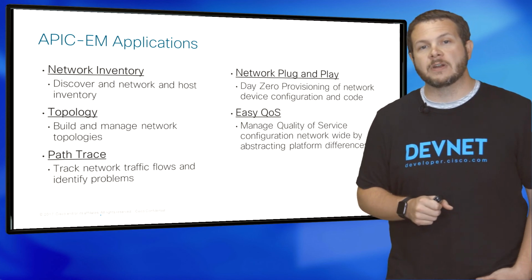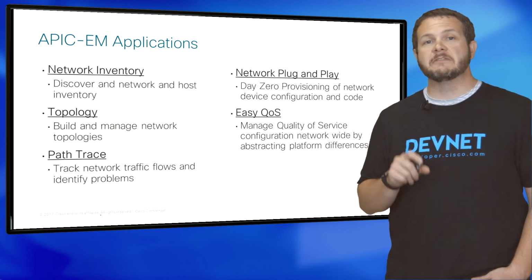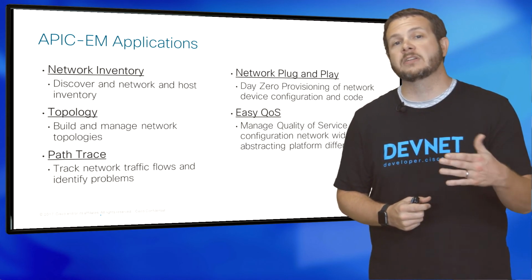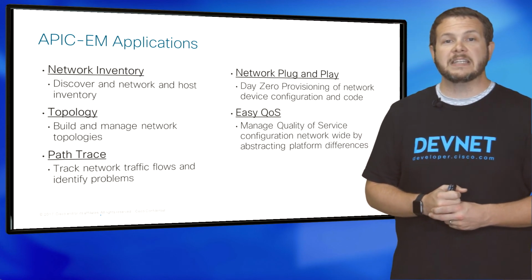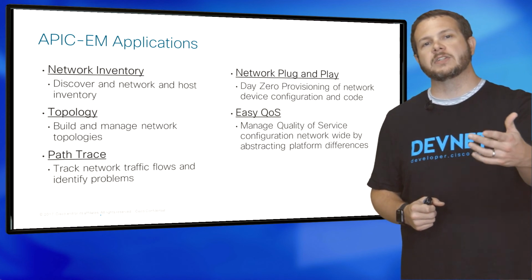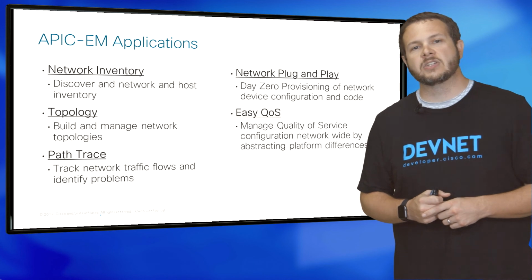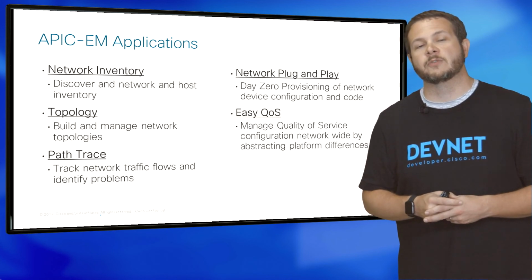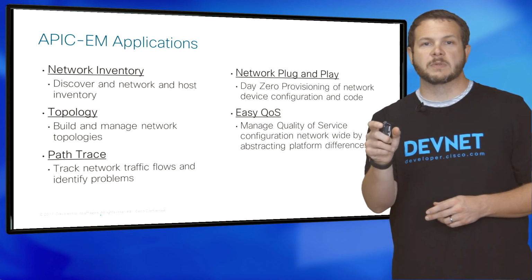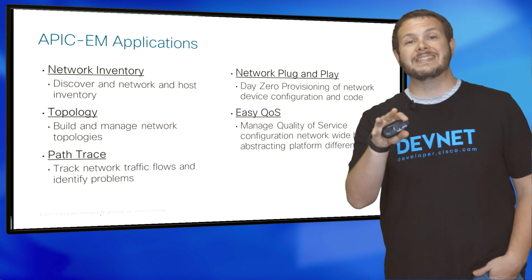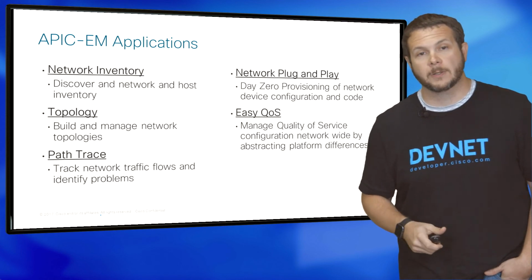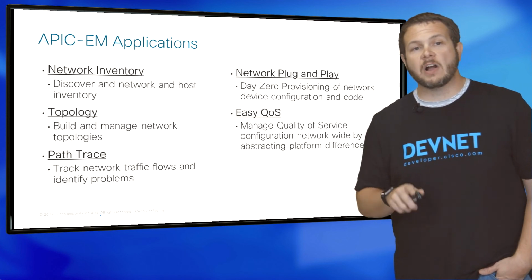Day zero provisioning of your network infrastructure is done through network plug and play to make it very simple to take your infrastructure out of the box, plug it into the network, and let it automatically download the proper image and configuration to get started. And then finally, Easy QoS gives the developer the ability to articulate what QoS policy you want applied in your network without having to pay attention and focus on the specific details and differences between infrastructure platforms, such as how many hardware queues are supported or which types of QoS are specifically supported. Articulate your policy in Easy QoS, and APIC-EM will translate that into the best configuration for the devices across your network. Now that we've seen those, let's talk about the APIs.